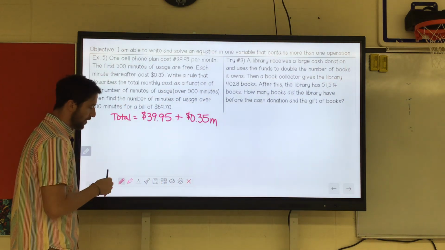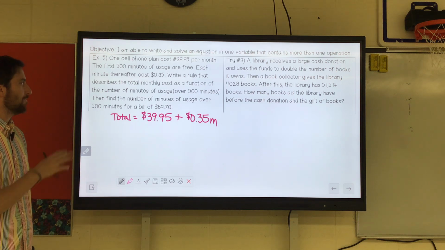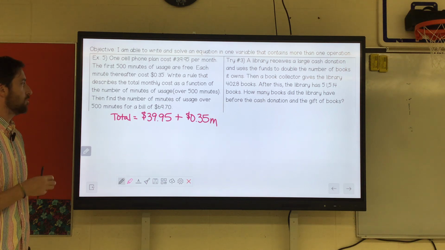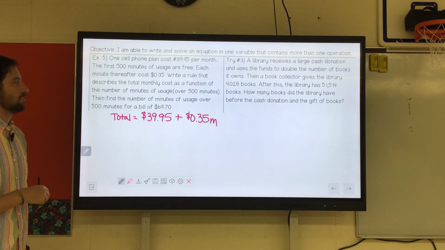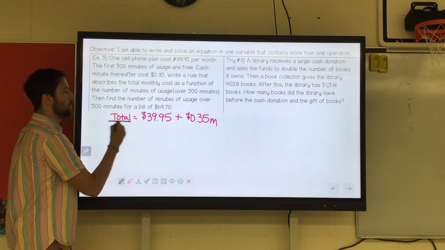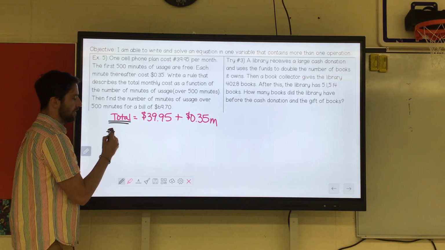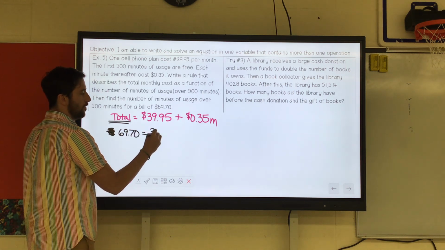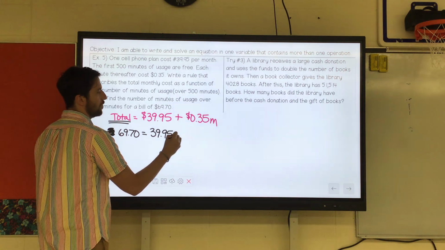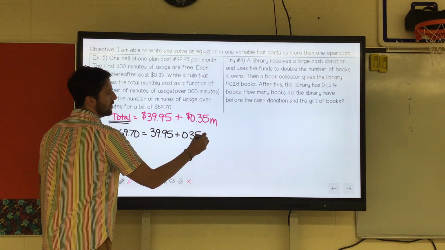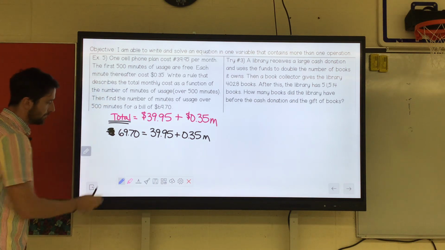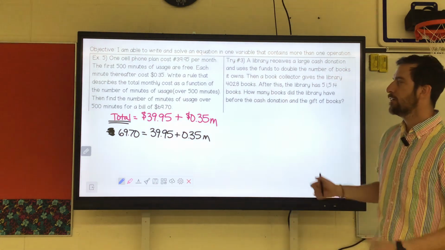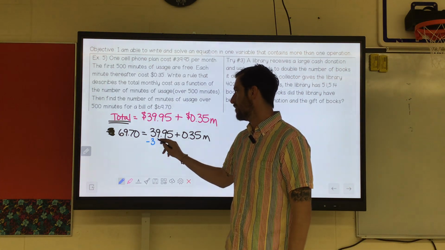So here's kind of a general equation, or if we wanted to turn this into, well, the next part kind of has us actually solve it. So it says, then find the number of minutes of usage over 500 for a bill that was $69.70. So our total is going to be $69.70 equals $39.95 plus 35 cents per additional minute. Now look at that $39.95. That's just hanging out there at the end. So we can go ahead and just subtract that from both sides to cancel that out.